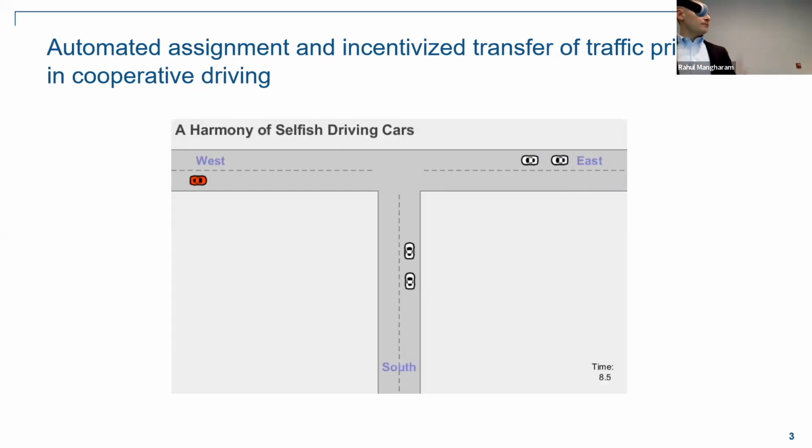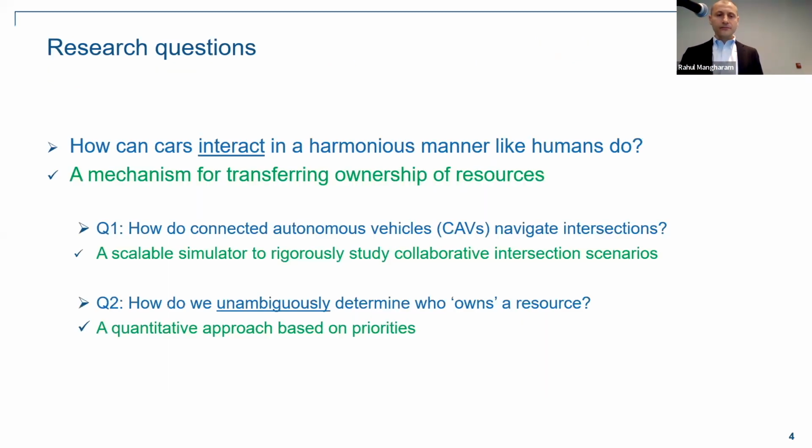And this is just a simulator that shows some results, but I will talk about it in the next few slides. So the research question that we try to answer with this work is, how can cars interact in a harmonious manner like humans do? And in this particular work, by interaction, we mean trading the right of way in an intersection. And why harmonious? Because we try to make everyone happy.